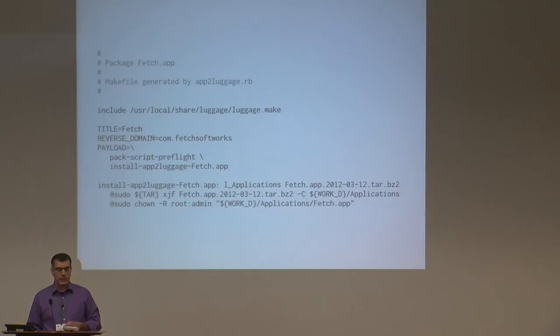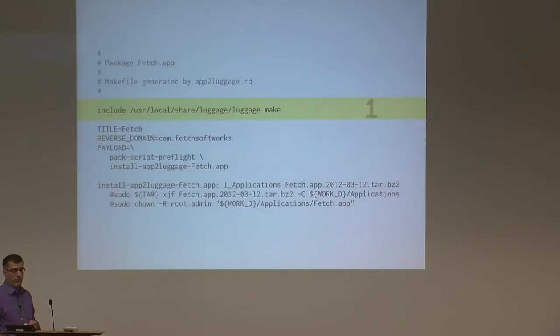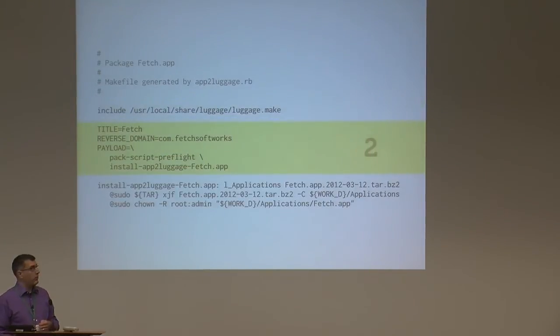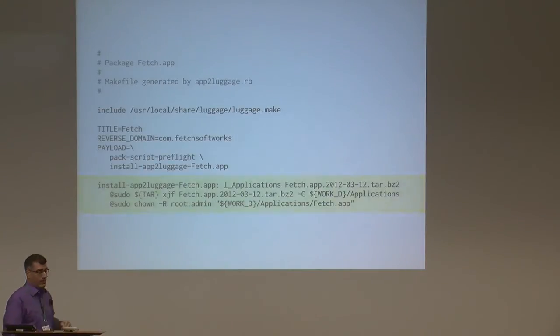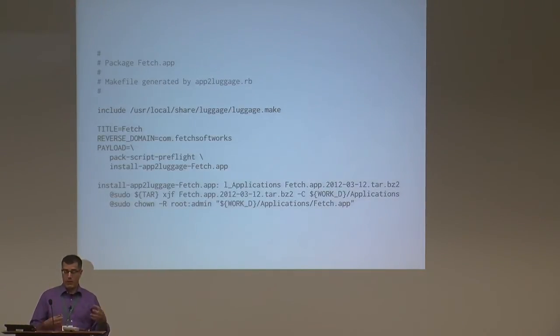The makefile recipe starts off by including luggage. Second, it sets up variables, including what will be in the package payload. And then the makefile is created by a script here. So this is a little bit more complicated than what you would see if you were making your own, a little bit harder to read. But this last line is actually where it's going to pull fetch out and put it into the package.